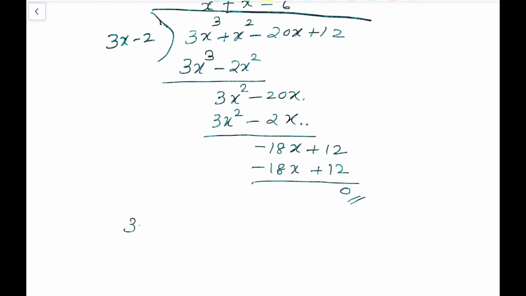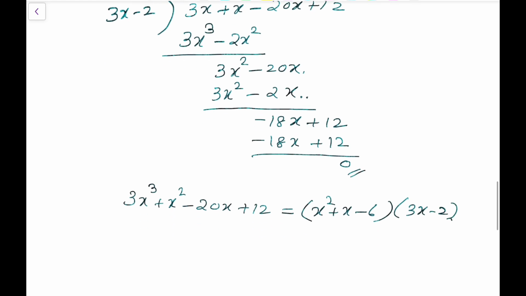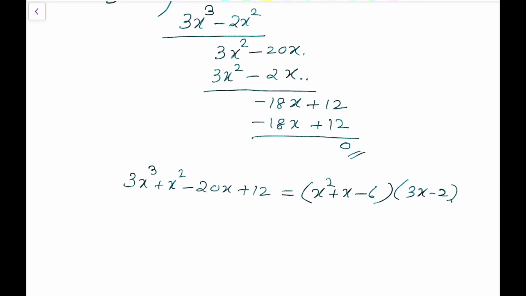So, now what? You have to find the other factors. So, what this means is 3x cube plus x squared minus 20x plus 12 is equal to, what is the quotient you got? x squared plus x minus 6 into 3x minus 2. So, one of the factors is 3x minus 2, which is already given. Now, you have to find the other factor. You factorize x squared plus x minus 6. So, how will you factorize that?